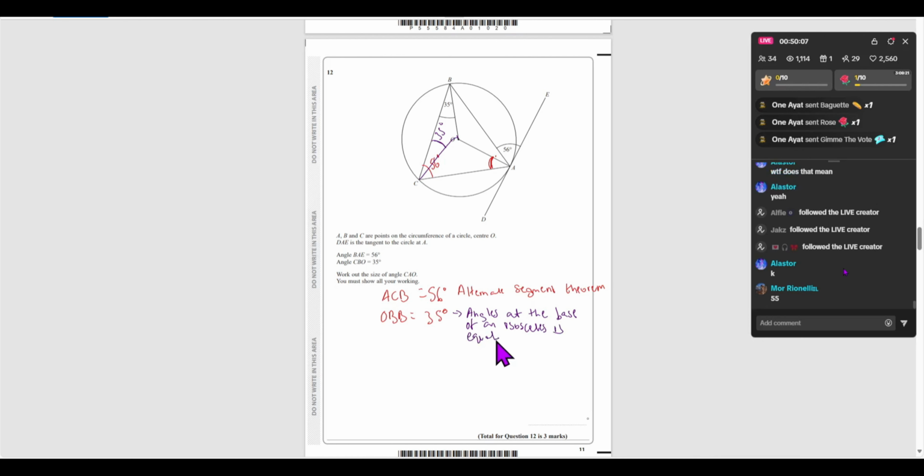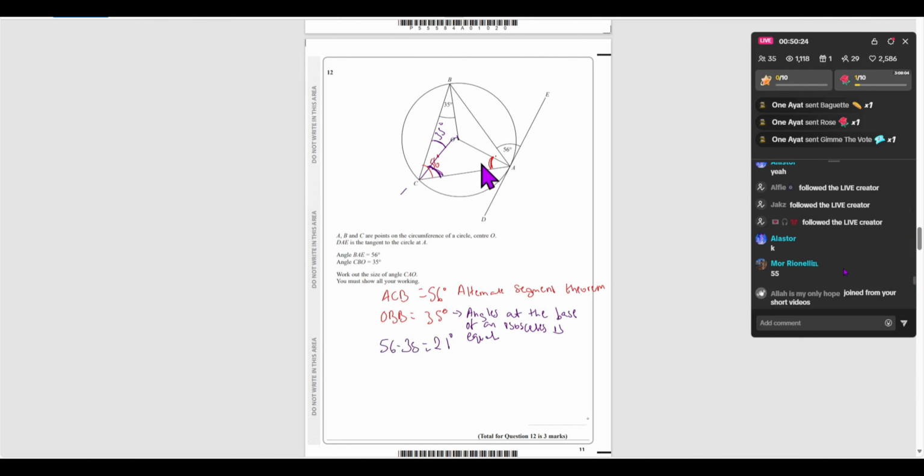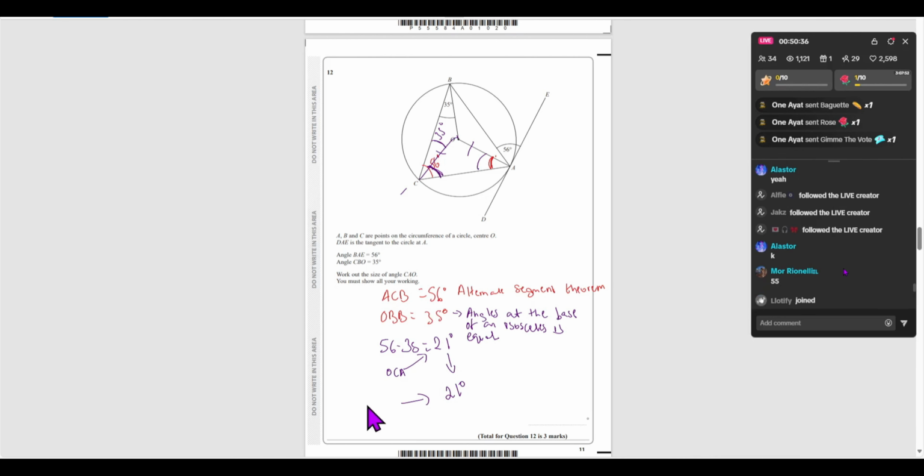And then once you have done that, you'll subtract them. So you find OCA. Where's OCA? This angle right here will be equal to 21 degrees, because if you do 56 minus 35, it will be equal to 21 degrees. Now, since this is an isosceles triangle, this will also be equal to 21 degrees. Then CAO will also be equal to 21 degrees, because angles at the base of an isosceles triangle are equal. The answer is 21 degrees.